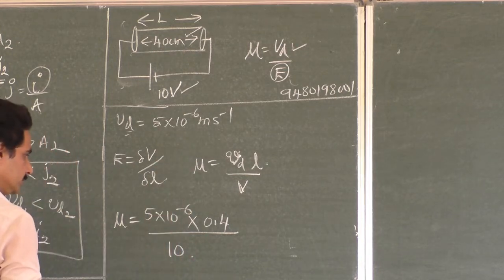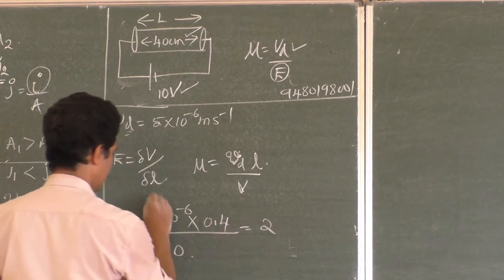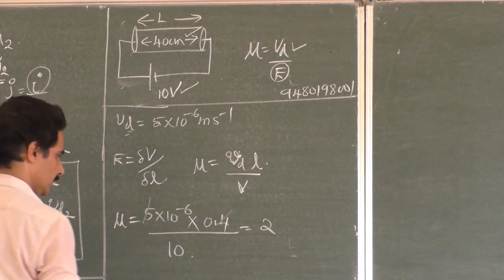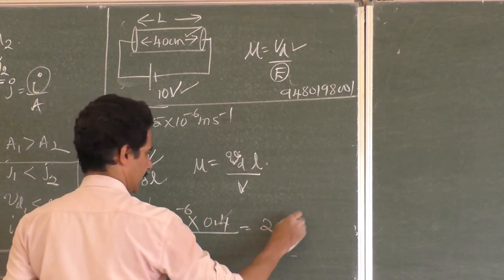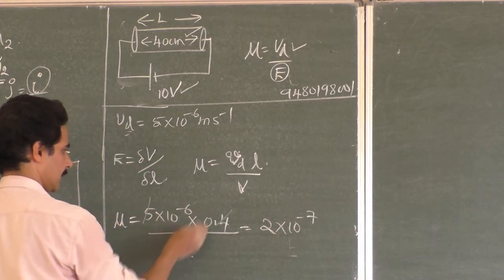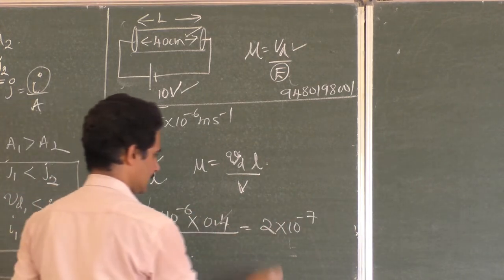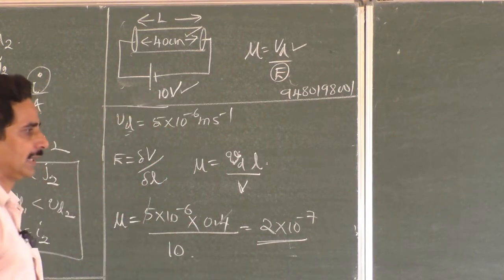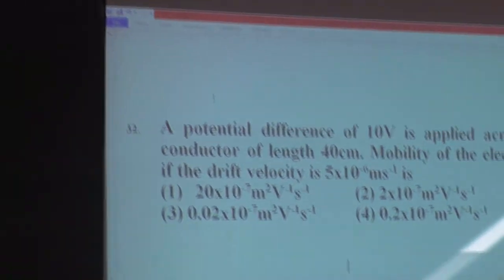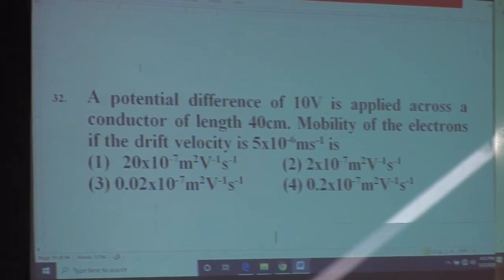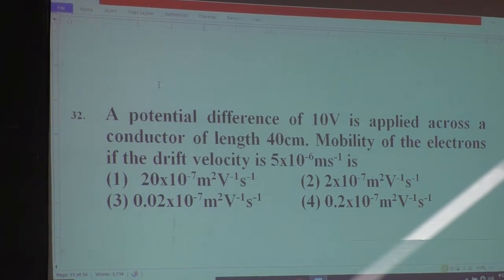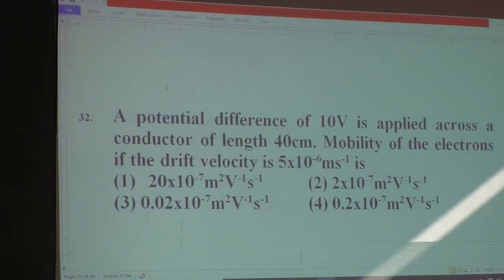So what may be the answer? 5 into 0.4 is 2. So 10 to the power minus 7 totally, minus 1 from the denominator comes to the numerator, and minus 6. You can see the answer: 2 into 10 to the power minus 7. Yes, we have the answer. You can go back to the problem. It is the second option, right? So it is 2 into 10 to the power minus 7.